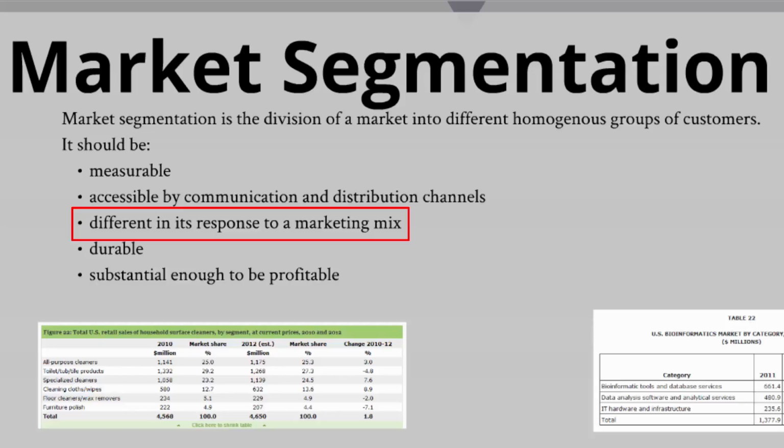A market segment will have a different response to a marketing mix. You would try and sell a car to an 18 to 24-year-old very differently than you would try to sell a car to a 35 to 42-year-old with teenage kids. Each of those markets is in a position that would respond differently to how you're trying to reach out to them. A market segment is durable.